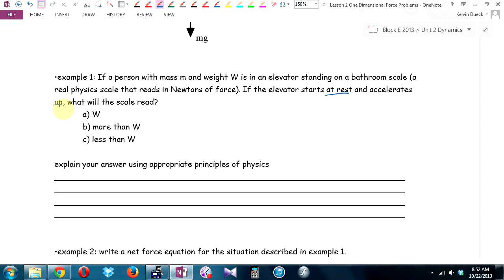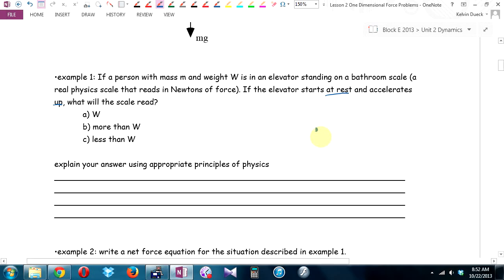I love the explanation, except way too much English. Blah, blah, blah, blah. You know what? I think a picture is worth 1,000 words. This is a job for a free body diagram. Let's represent this person with a dot. Right there.